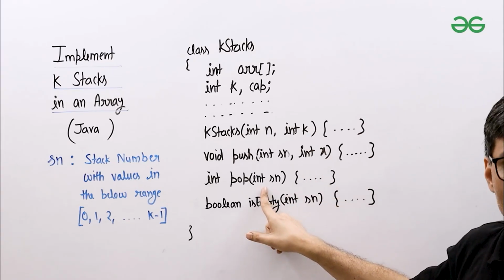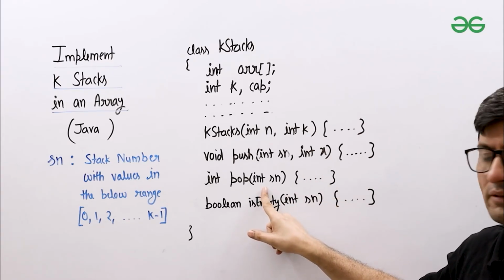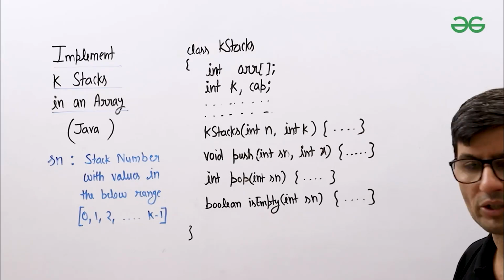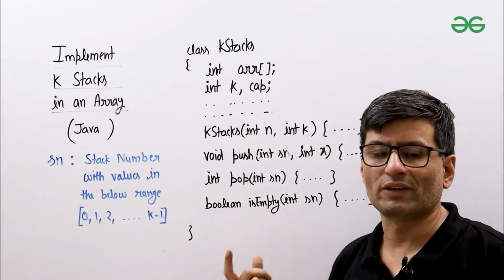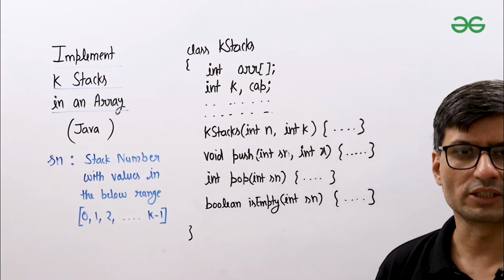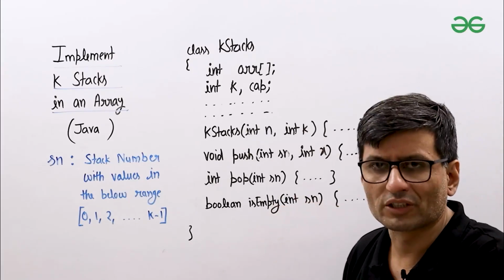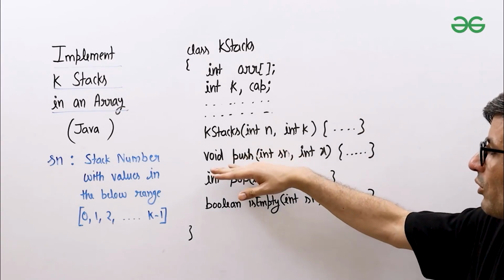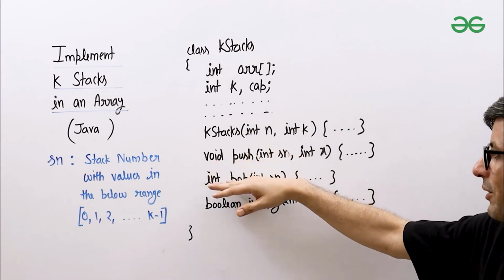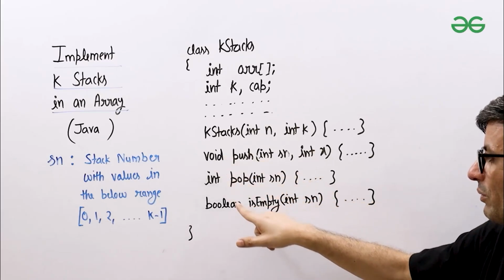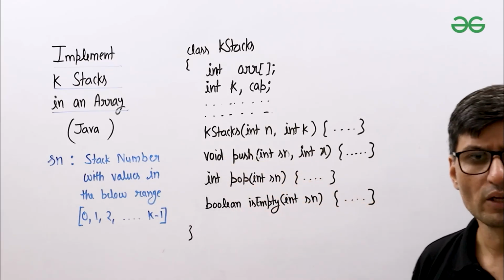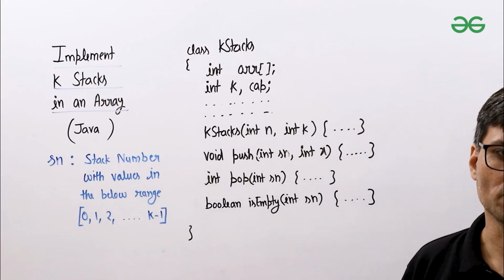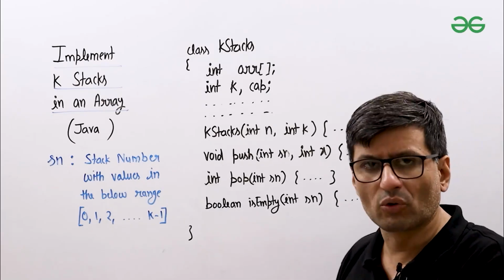Pop function, which again takes a stack number and takes out an item from the given stack. IsEmpty function tells you whether the given stack number is empty or not. We might have an additional function called top also, which gives you the top of the stack, but for keeping the number of functions low, I'm not writing top here. And the expected time complexity of these operations is big O of 1 only. This should be big O of 1, this should be big O of 1, this should be big O of 1.